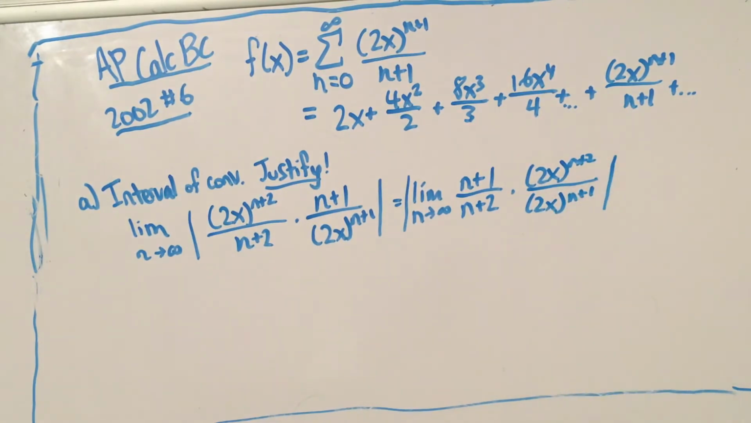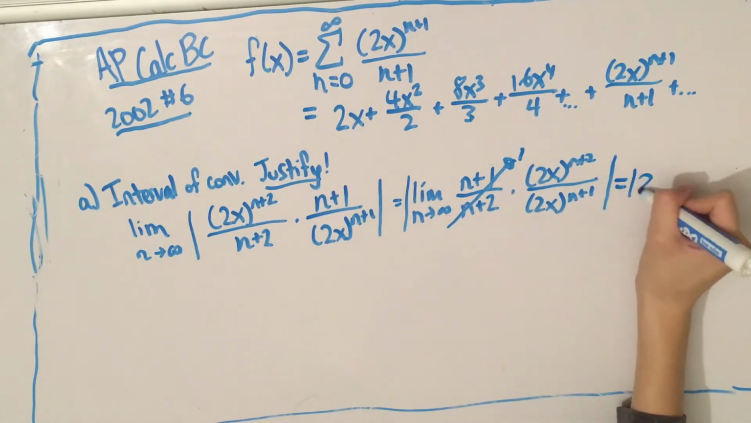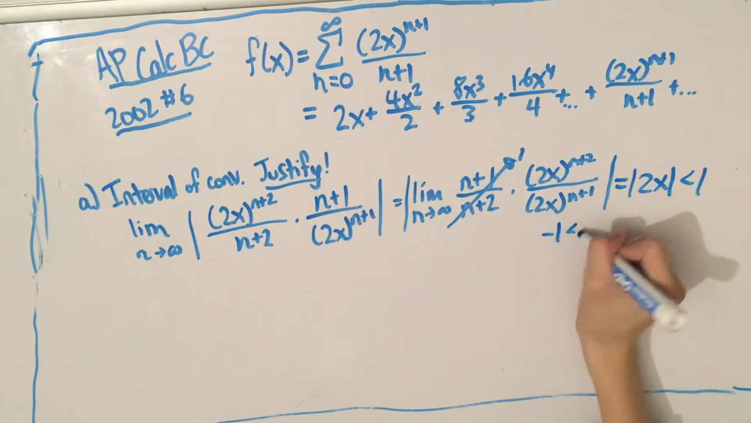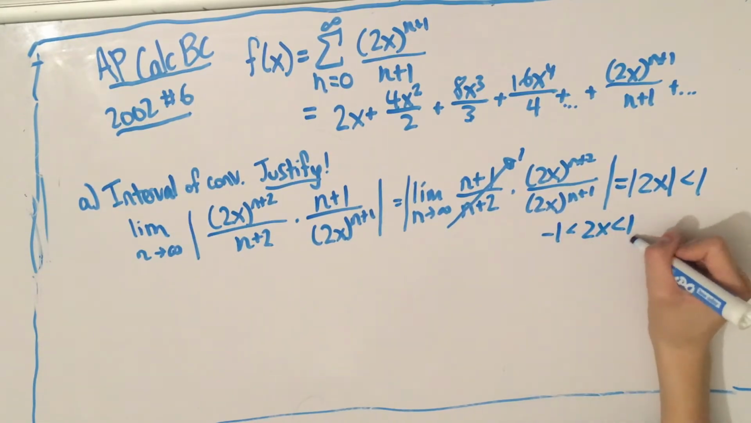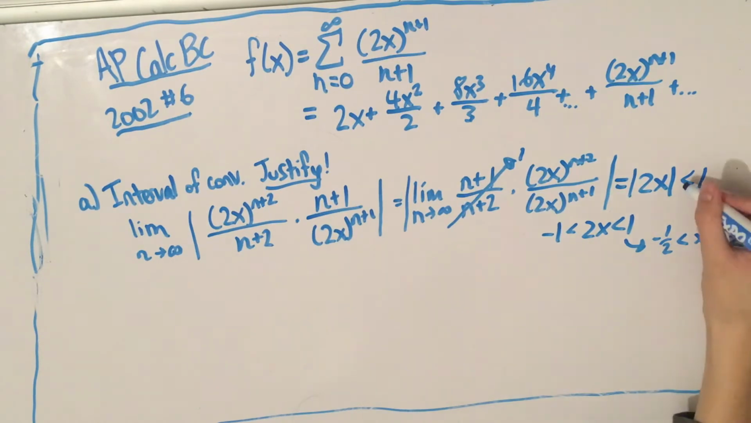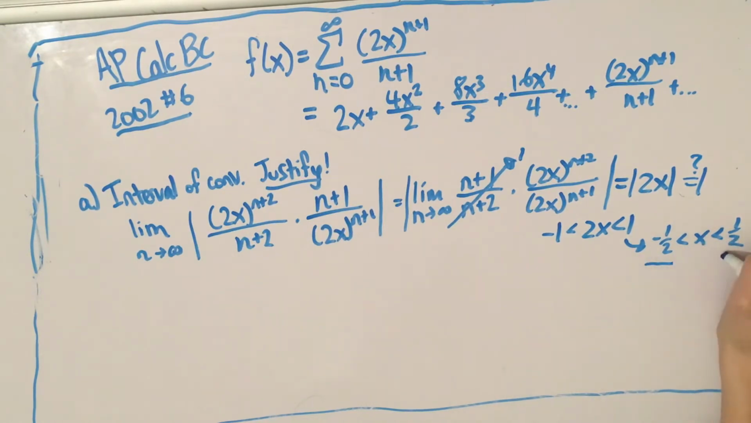Here the limit is obviously just 1, so we're left with the absolute value of 2x, and since this must be less than 1, we have negative 1 is less than 2x is less than 1, or just negative 1/2 is less than x is less than 1/2. Alas, as you likely already know, ratio tests can only get us so far. Without definitive knowledge of what happens when the ratio is exactly equal to 1, all we can do is plug in endpoints and finish off traditionally.